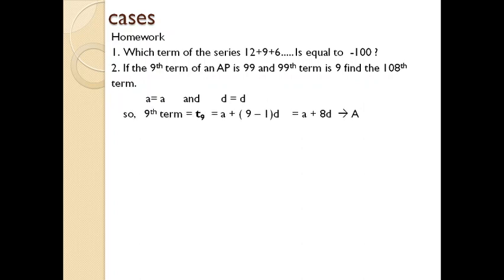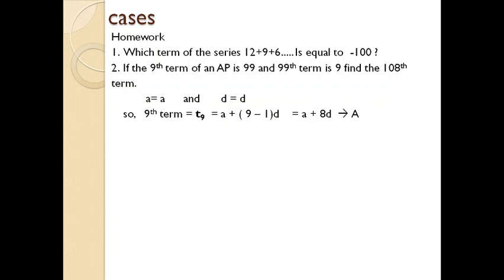If the 9th term of an AP is 99 and the 99th term is 9, find the 108th term. It's an application level question, so be cautious. Before applying the arithmetic progression equation, we need to find out the various values associated with the variables.